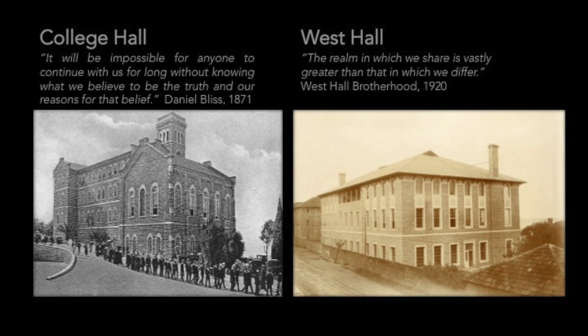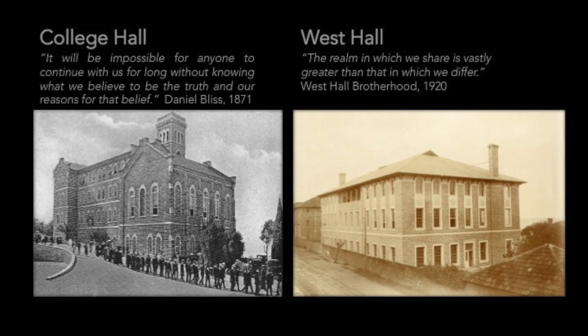Whereas the West Hall Brotherhood emphasized a common humanity and understanding in its profession that "the realm in which we share is vastly greater than that in which we differ," unquote. So while College Hall embodied this architecture of monumentality, West Hall represented a responsiveness of the college to its diversity and its surroundings.